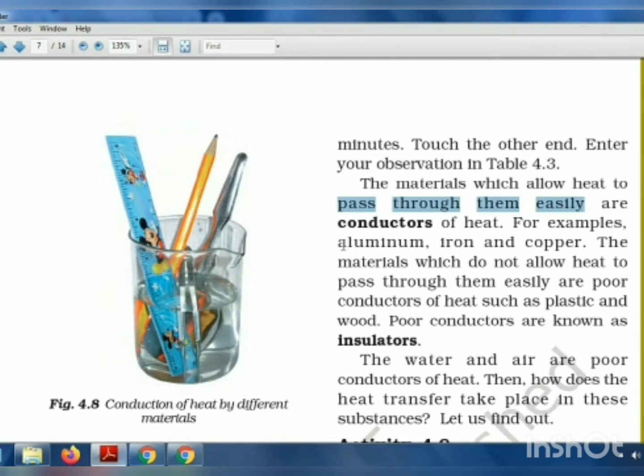Examples of metals are aluminum, iron, and copper. Similarly, the materials which do not allow heat to pass through them easily are poor conductors of heat, such as plastic and wood. These poor conductors are known as insulators. So the materials which allow heat to pass through them are called conductors, and the materials which do not allow heat to pass through them are called insulators.